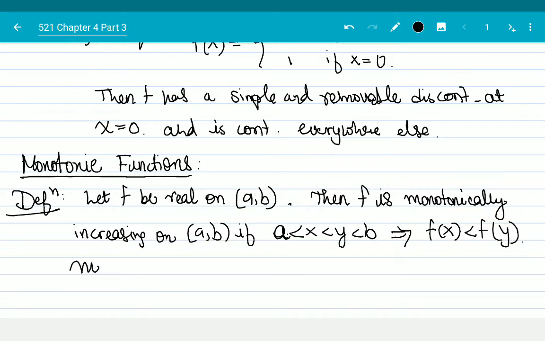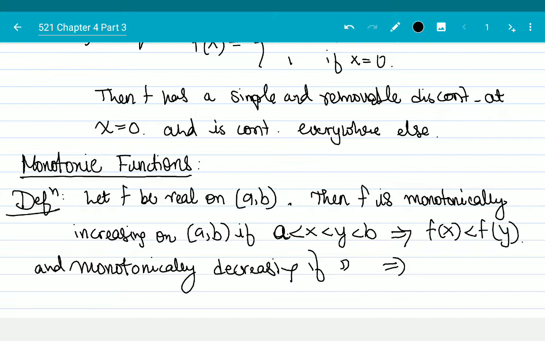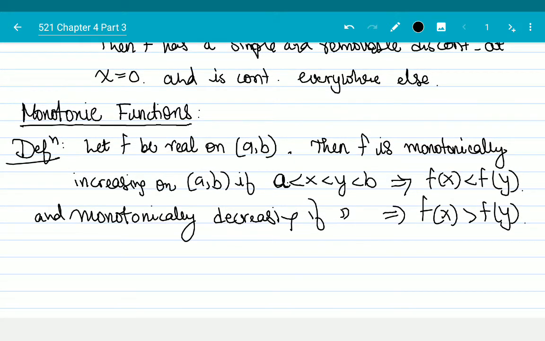Monotonically decreasing if the same condition implies f of x is greater than or equal to f of y. By monotonic functions we mean either monotonically increasing or monotonically decreasing. So this means I'm just copying the above condition, which is a smaller than x smaller than y smaller than b implies f of x is greater than or equal to f of y.